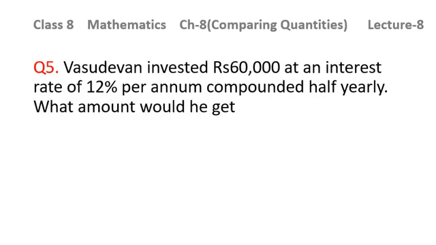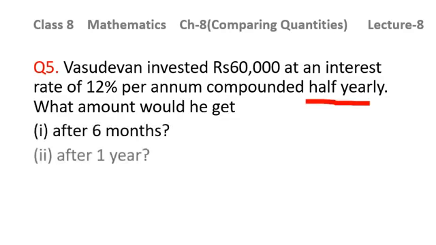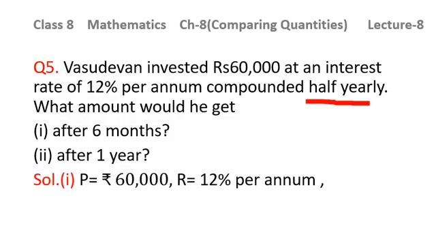Now coming to question number 5. Vasudevan invested rupees 60,000 at an interest rate of 12% per annum compounded half yearly. This is the case of interest being compounded half yearly. What amount would he get after 6 months and after 1 year? There are 2 parts in this question, but the point here to note is that we need to find the compound interest when the interest is being compounded half yearly. So let us see the first part.